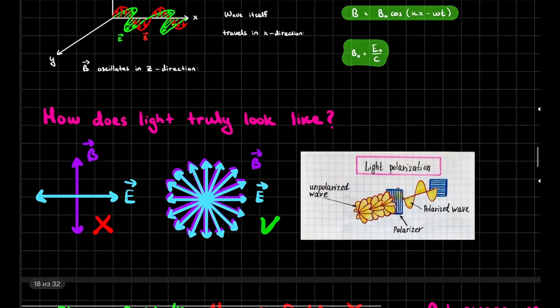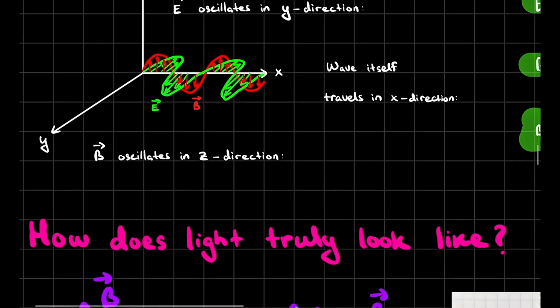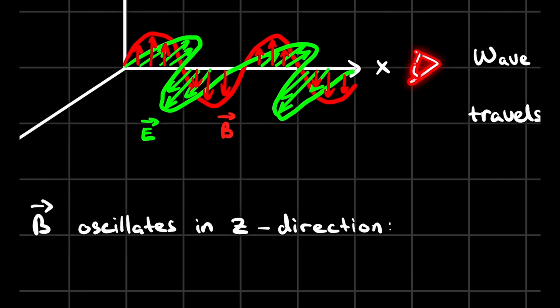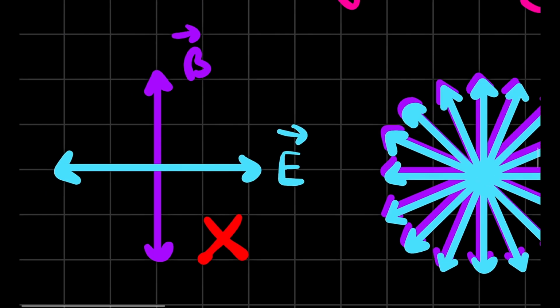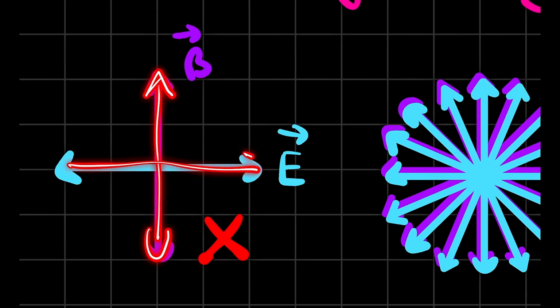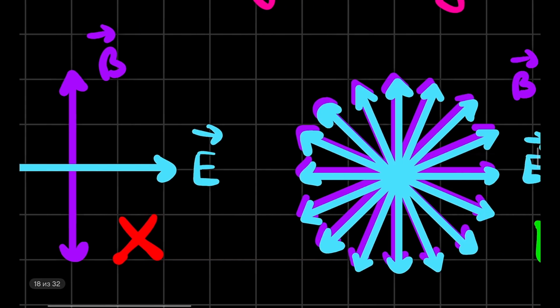Let's go. So what does light truly look like? It's a little complex, in fact. For example, if this is your eye and you look at the light, it would look like it is oscillating vertically and horizontally, at 90 degrees like this. But in fact it is not like this. It is drawn like this just for simplicity. This one is wrong. What is real is this one.